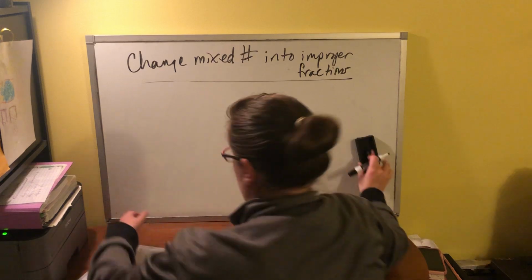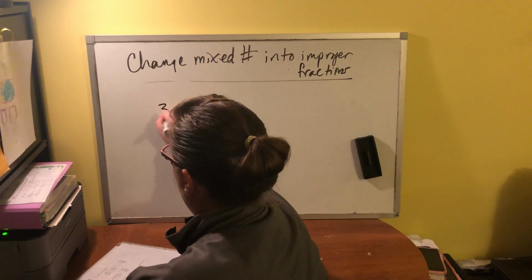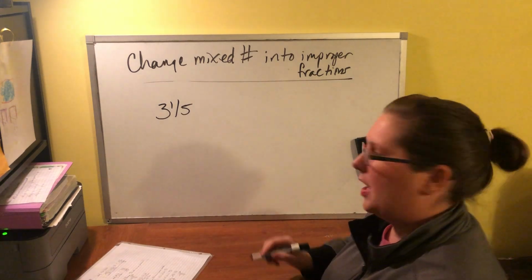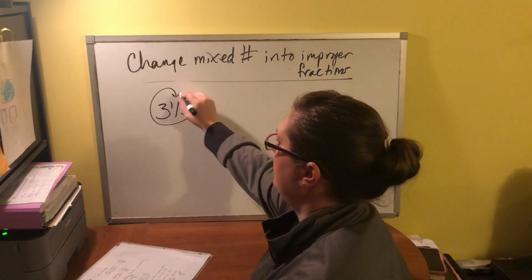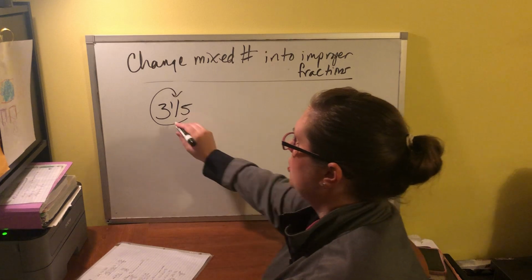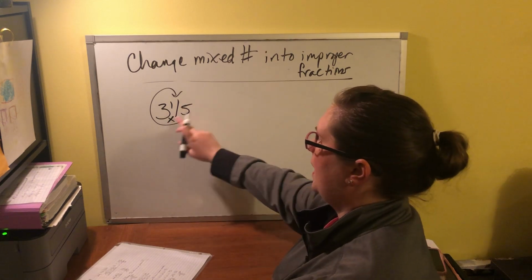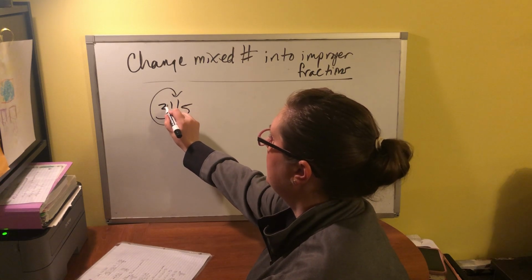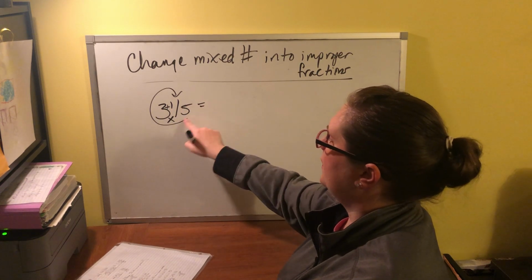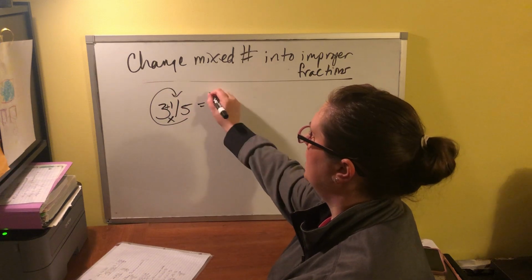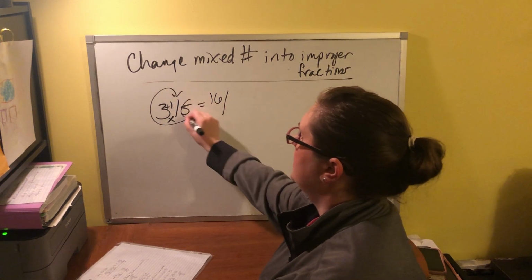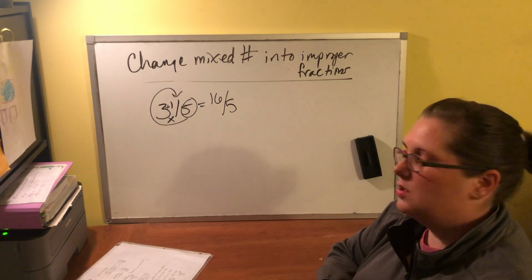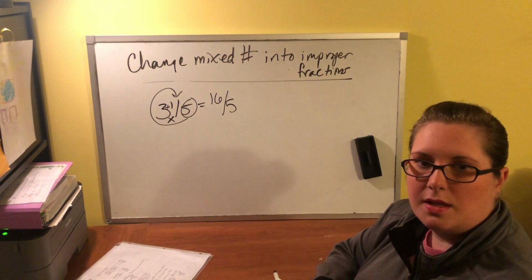Let's do one more of those and let's get into multiplication and division. Let's look at 3 1/5. We want to change it to an improper fraction. Circle method to the left. You are multiplying. 5 times 3 is 15. You are adding the numerator. So 5 times 3 is 15 plus 1 is 16. It stays over the denominator 5. So 16/5 is your answer. Okay? Don't do anything else to it.